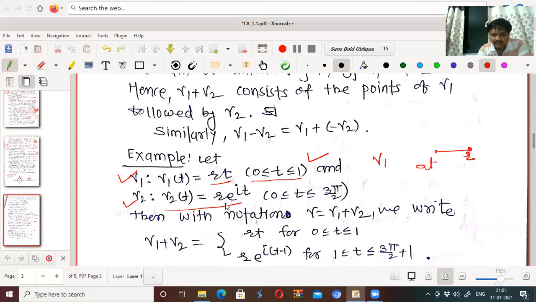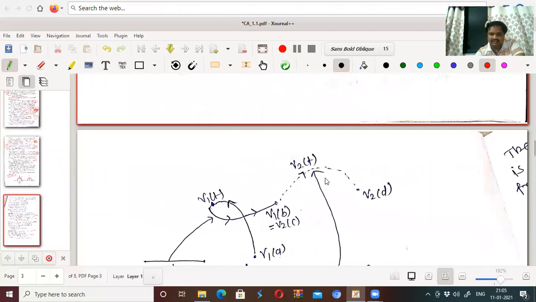And what is here? r e to the power it is the circle. r into e to the power it is a circle having radius r, part of a circle having radius r. Now, part of a circle means what? If I put t equal to 0, you will get gamma 2 is r. It starts from r. And if I put t equal to 3 pi by 2, e to the power i 3 pi by 2 means you have to take the angle 3 pi by 2. This is your second curve.